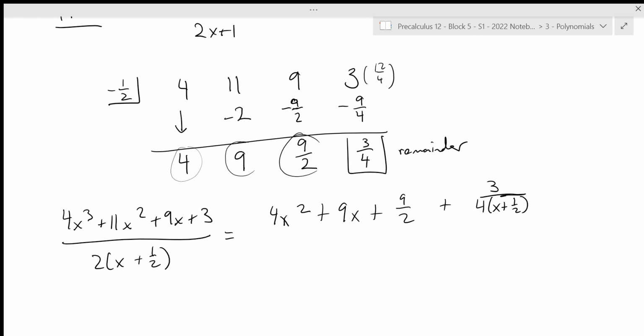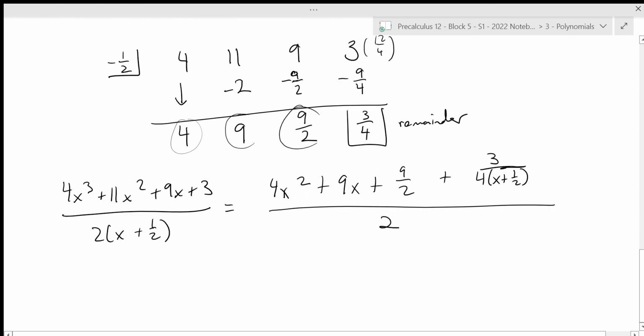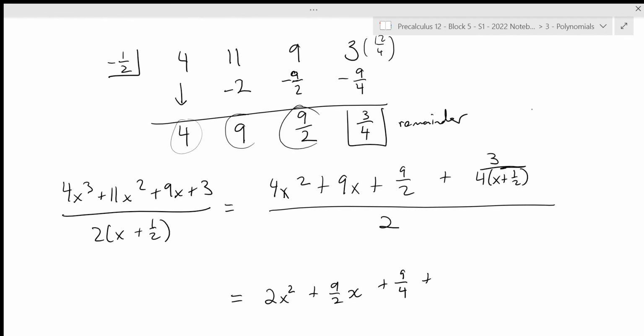And now I'm going to divide all that by 2 and clean up my fractions. Dividing by 2 is the same thing as multiplying the denominator by 2. So we're going to look at 2x squared plus 9/2 x plus 9/4 plus 3 over 8 times x plus 1/2, which is 3 over 8x plus 4, because instead of dividing by 2 again, we already have a fraction, so let's multiply by half.